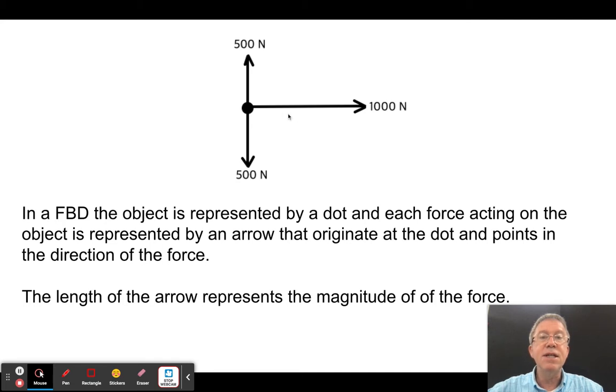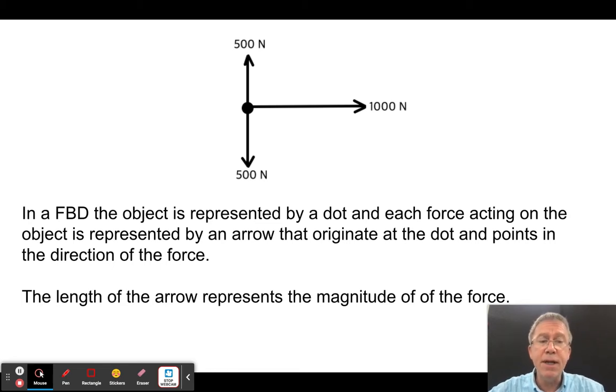So, for instance, in this case here, I have 1,000 newtons of force pointing to the right, and I have a 500 Newton force pointing down. Therefore, the length of the 500 Newton force needs to be represented as half as long as the one for the 1,000 Newton force. And that's a very important thing. You'll notice in FRQs, when they have you draw free body diagrams, they will give you a grid. And it's important that you follow that rule of making sure that the arrow is scaled appropriately relative to the other forces acting on the object.